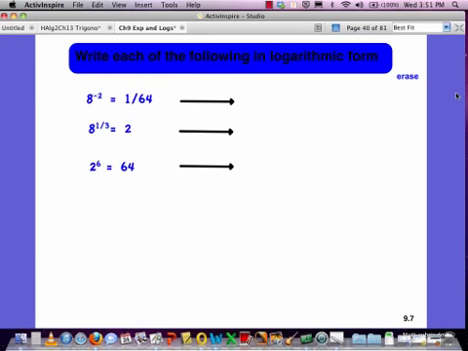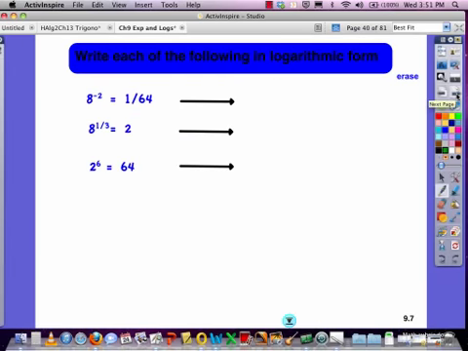Okay, so if that mirrors, then we should be able to write each of the following in logarithmic form. So if these are true exponential equations, you should be able to write them logarithmically. So take a second, hit pause, write them out, and we will then share answers.